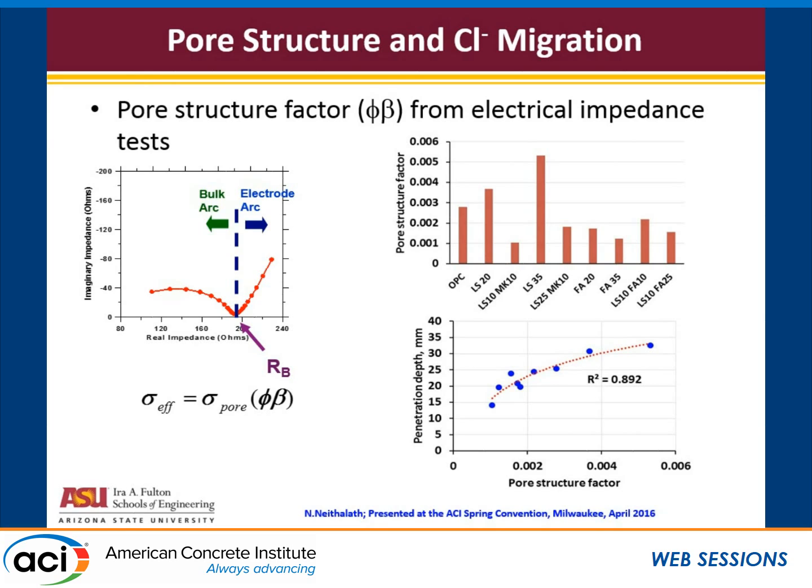So if you do a conductivity test, this is from AC impedance test, you can do it with DC also. But if I find the effective conductivity of the concrete, like the resistivity test, inverse of resistivity, that's a function of the conductivity of the pore solution and some parameter of the microstructure. This is a porosity, that's the connectivity of the pores. So if I take that parameter together, I can have very good correlations with how deep my ions penetrate. Penetration depth versus pore structure factor, very good correlation.